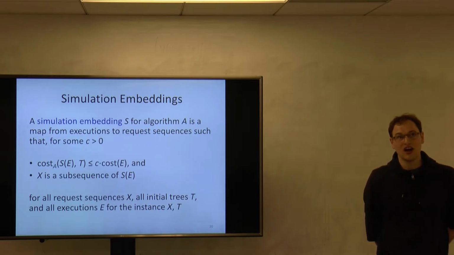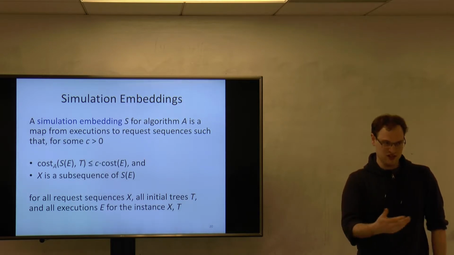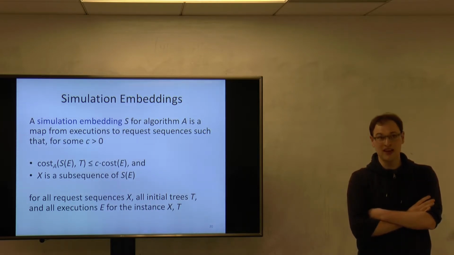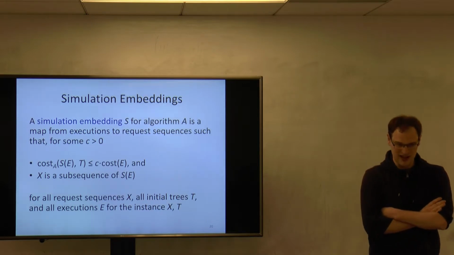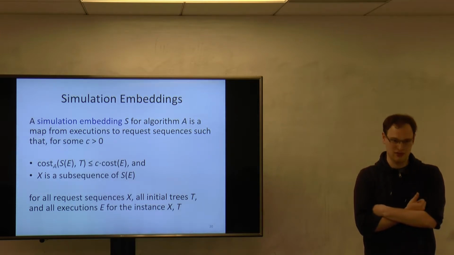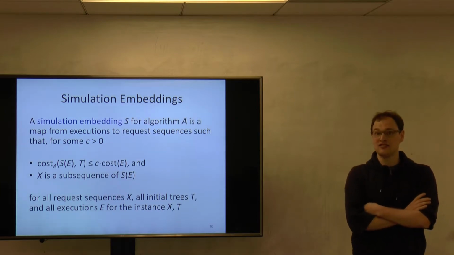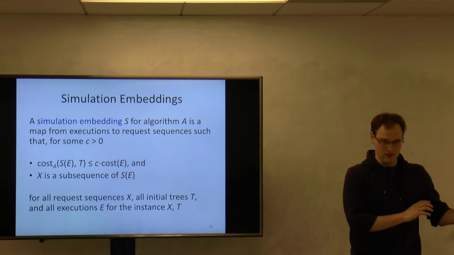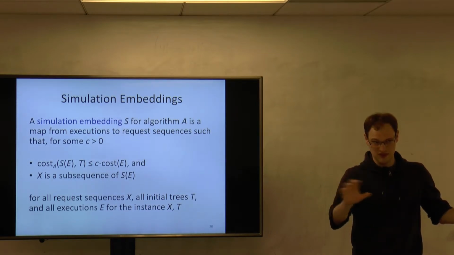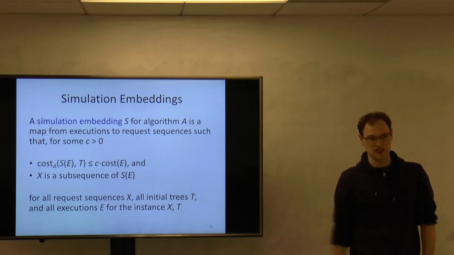I give you an execution, a sequence of transition trees, and the idea here is to make your target algorithm simulate that execution. So it outputs another request sequence, and the cost for the algorithm to execute the simulation sequence is bounded by the cost of the original execution. And the other thing is that this simulation sequence contains the original requests as a subsequence. So the original request sequence is embedded as a subsequence of the simulation.